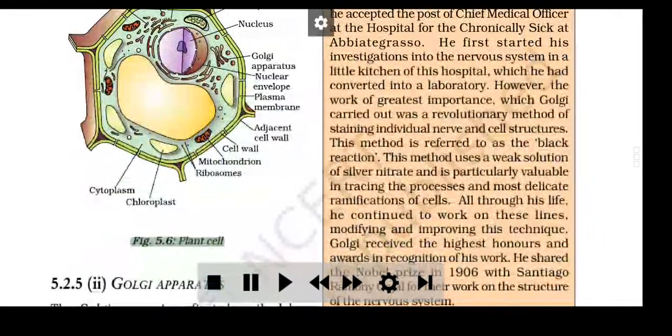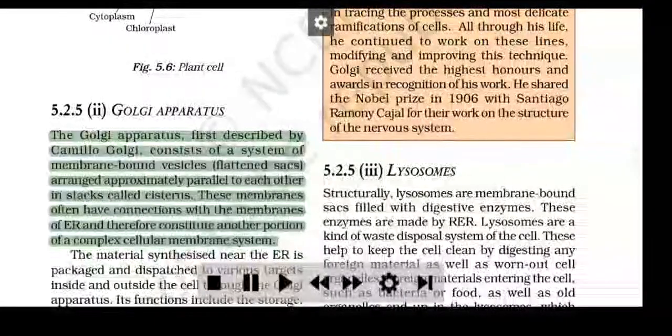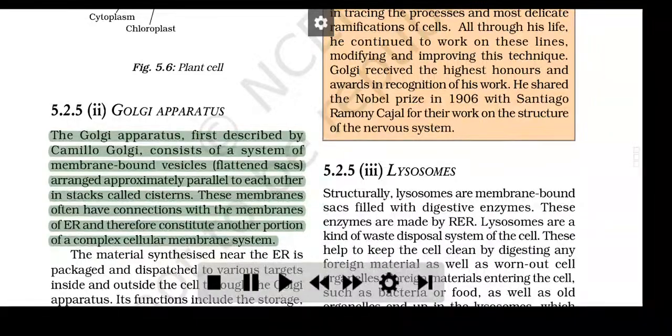Plant cell. 5.2.5 Golgi apparatus. Golgi apparatus, first described by Camillo Golgi, consists of a system of membrane-bound vesicles, flattened sacs, arranged approximately parallel to each other in stacks called cisterns. These membranes often have connections with the membranes of ER and therefore constitute another portion of a complex cellular membrane system.